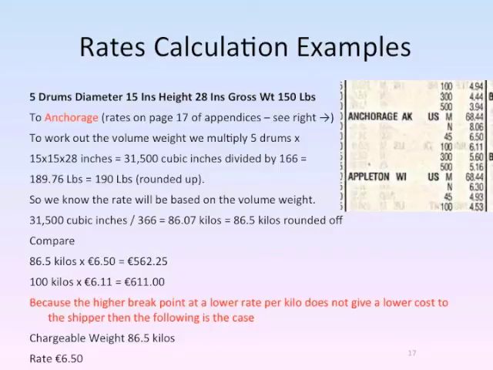So now we're going to look at the next highest break point, which is 100 kilos, to see if this will give us a cheaper rate to the customer. So we multiply 100 kilos by €6.11, and this gives us €611. So this is a more expensive option. So in this case, the rate that's going to be applied for this shipment is based on 86.5 kilos, and the rate applicable is €6.50.